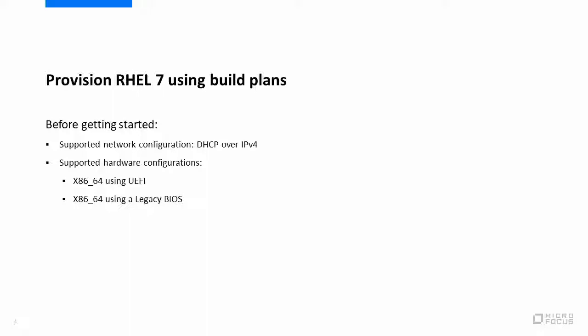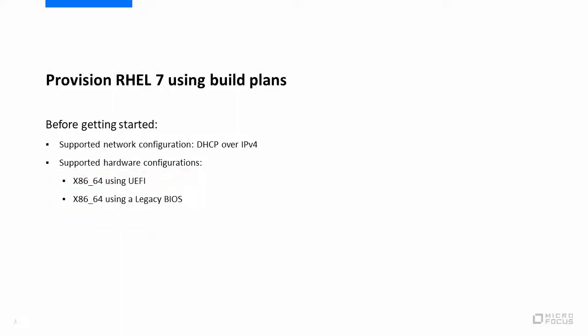The servers can be network booted using an external DHCP. Before getting started with Red Hat provisioning, ensure that the supported network configuration across the installation process is DHCP over IPv4. Also, ensure that you have either of the following supported hardware configurations.